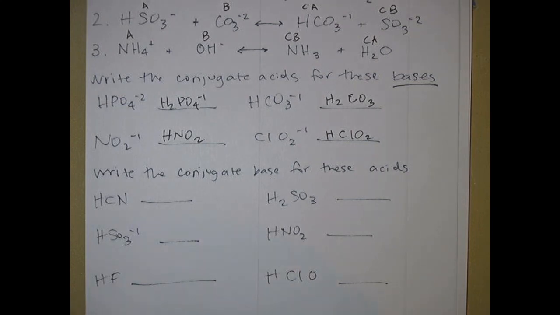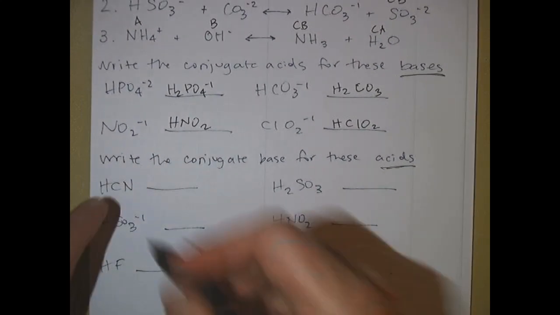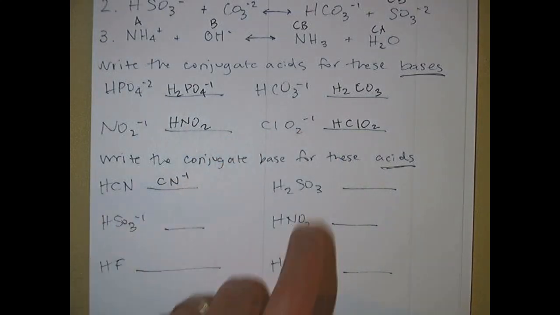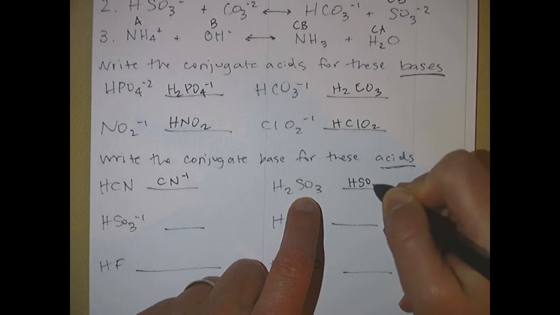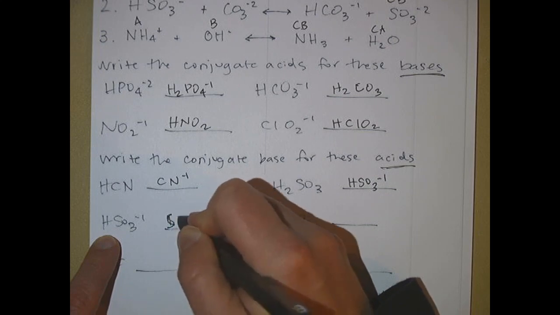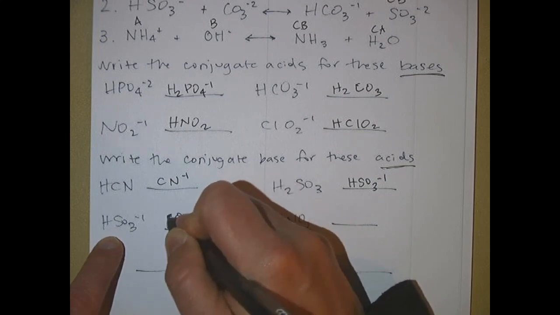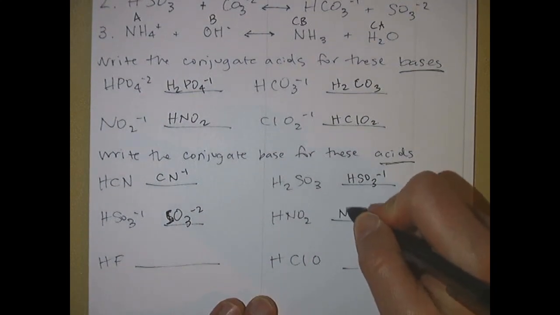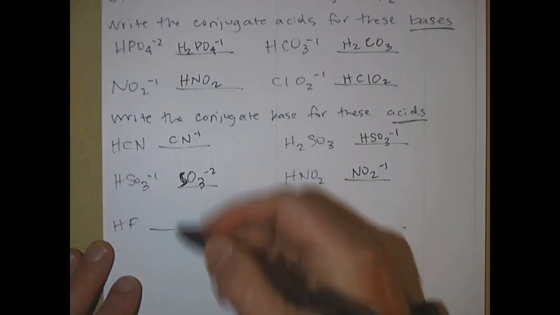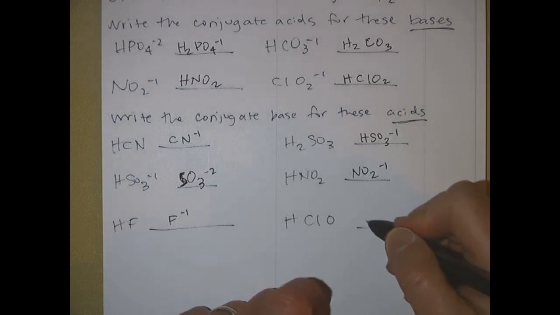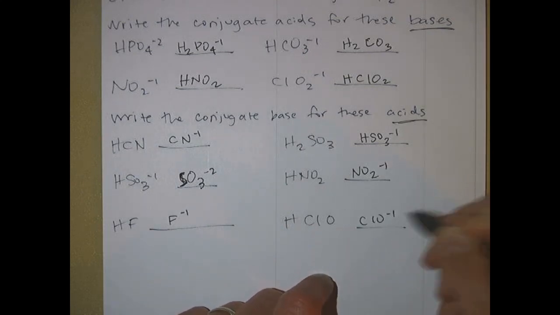And then you do the opposite for the acids, of course. If these are the acids, acids always will lose an H and lose a charge. So if it was HCN, now it's CN minus. You lost an H and the charge went down by 1. H2SO3 becomes HSO3 minus 1. HSO3 minus 1 becomes, oopsies, SO3 minus 2. That's terrible. I'm a bad teacher, and I apologize. HNO2 becomes NO2 minus 1. HF, hydrogen fluoride, becomes just the fluoride ion. And HClO, which is neutral here, becomes ClO minus 1.